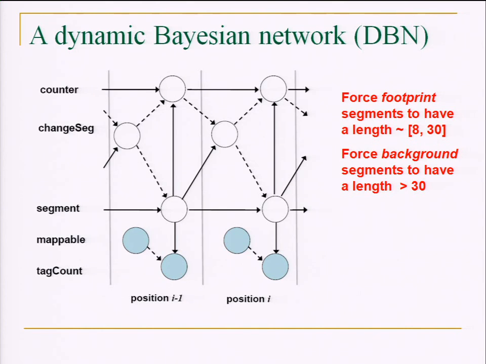Our DBN has a little bit of extra layers to enforce the length count. I am not going into details about the nodes, but just note that footprint segments have length between 8 and 30. We have a maximum length of 30.